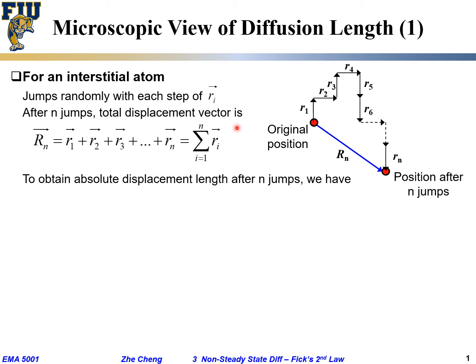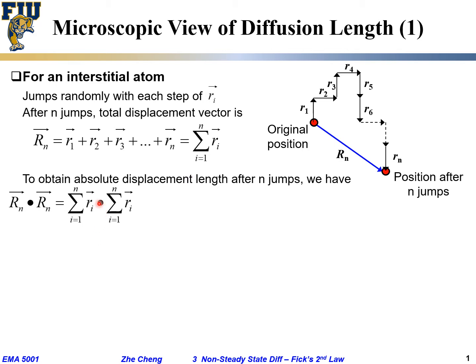Okay, and to get a so-called absolute displacement, which means we want to go from a vector to the corresponding scalar after n jumps, mathematically what you learned would be this, right? A vector dot product itself, we get a scalar which is the square of the length. Make sense? This one would be the vector Rn from here to here. Dot product itself, we rewrite Rn as the summation of the individual jump steps, right?